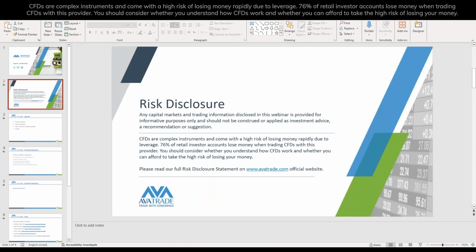Now, it's important to know that any capital markets and trading information disclosed in this webinar is provided for informative purposes only. It should not be construed or applied as investment advice, a recommendation, or a suggestion.